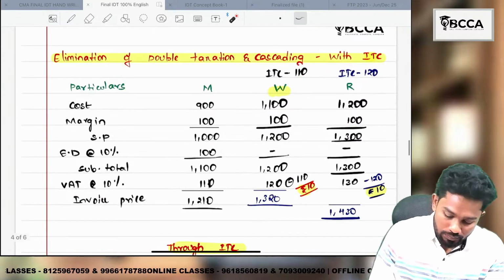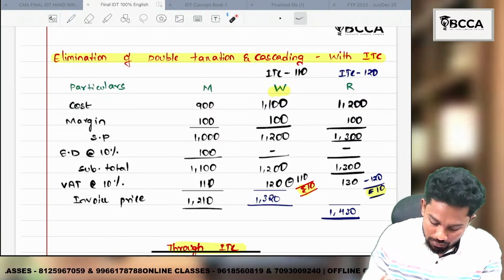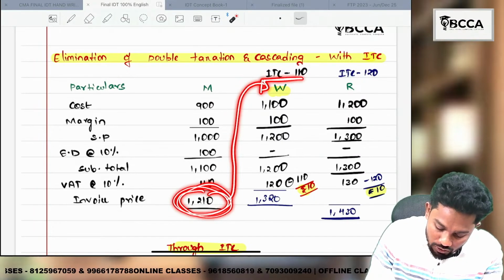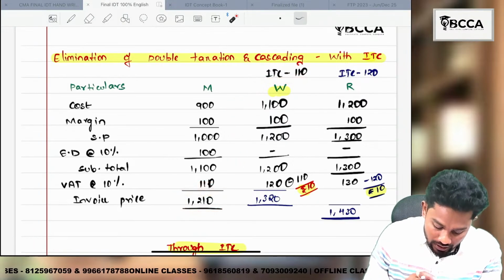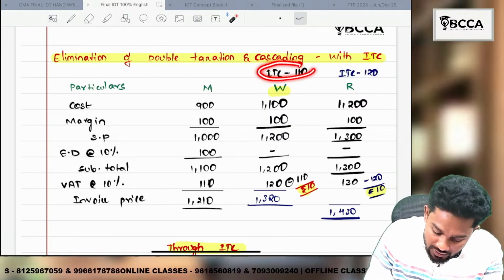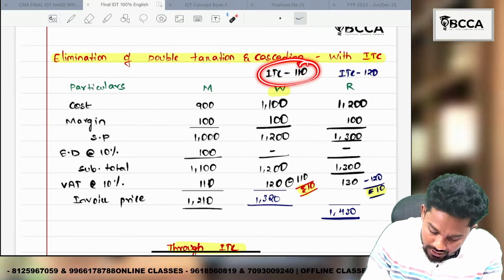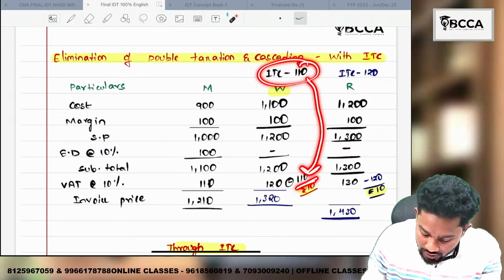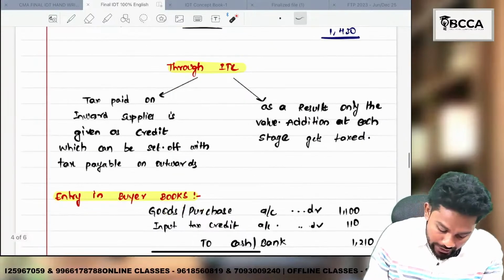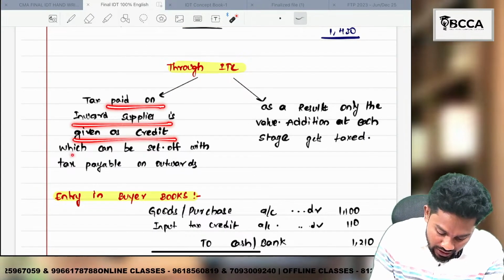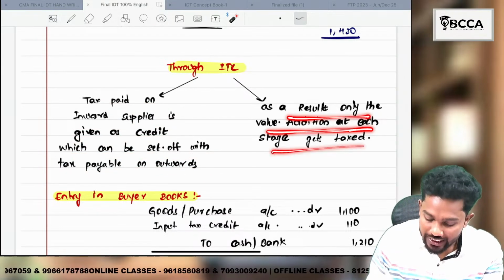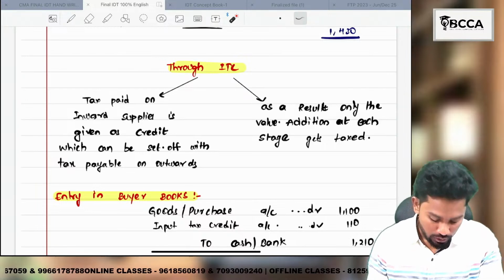So see here: manufacturer, wholesaler, retailer, same example, sir. With the invoice price of 1210, the wholesaler will get an ITC of 110 because of the tax paid relevant to VAT. Excise duty is not allowed as credit, as I already said. By taking this 110 rupees as ITC while paying tax, he will adjust this 110 and effectively pay only 10 rupees to the government instead of 130. So through ITC, the tax paid on inward supply is given as credit, which can be set off against tax payable on outward supply. As a result, only the value addition at each stage is taxed, not the full amount.